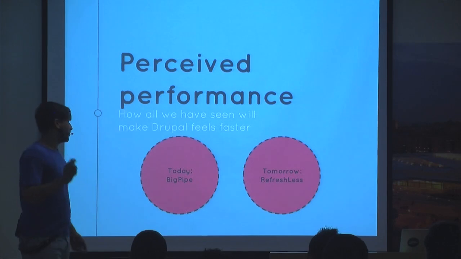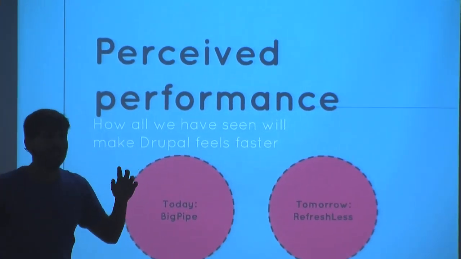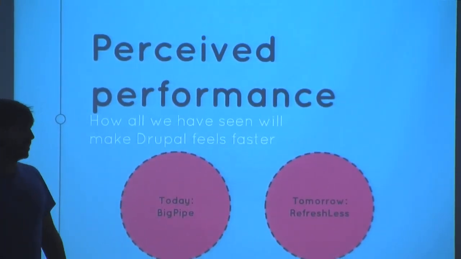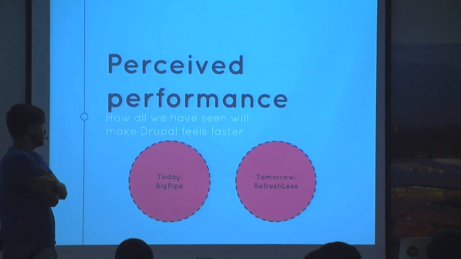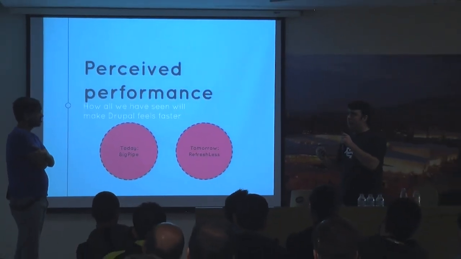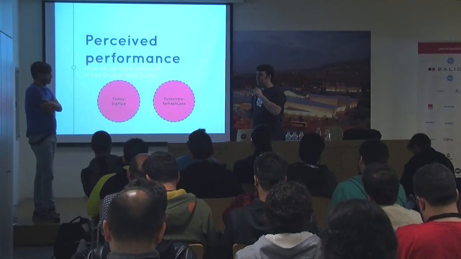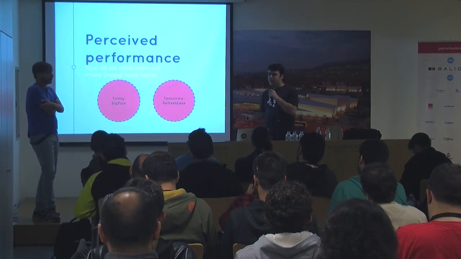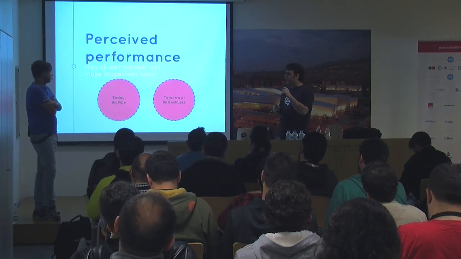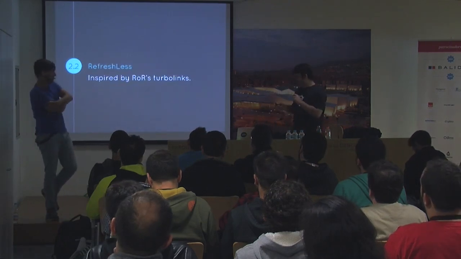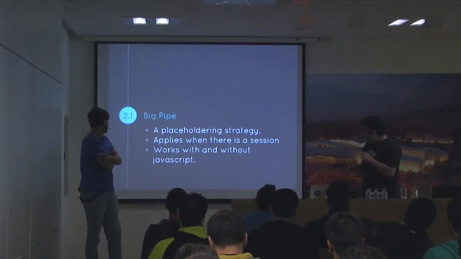So talking about perceived performance, we have BigPipe, and we have this other thing that we don't really know about, but it sounds really cool, and we couldn't avoid commenting, which is called Refreshless. BigPipe is the strategy that allows Drupal to render the placeholders automatically via Ajax, or in the future via edge side includes, or whatever. And Refreshless is an implementation of a Ruby concept. It's inspired by Ruby on Rails Turbolinks. We missed something out, BigPipe? No.